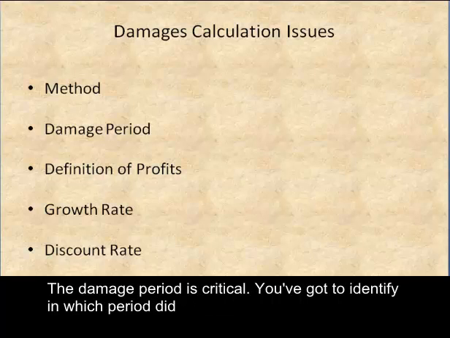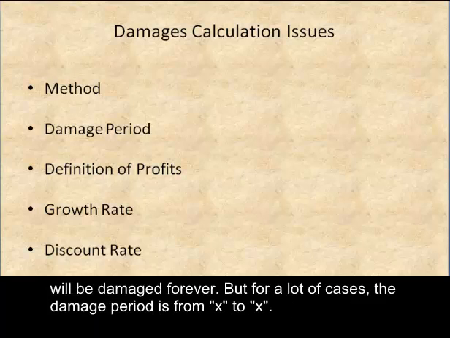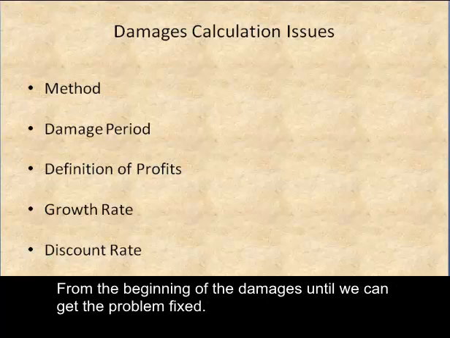The damage period is critical. You've got to identify in which period did the damages occur. Some damages are actually infinite. They would go from now to the end of time. A company that's put out of business will be damaged forever. But for a lot of cases, the damage period is from X to X, from the beginning of the damages until we can get the problem fixed.